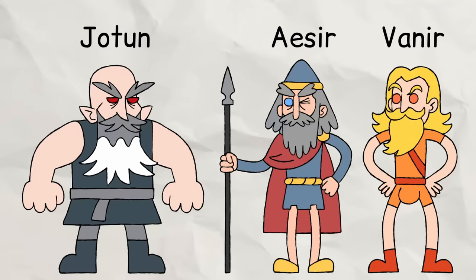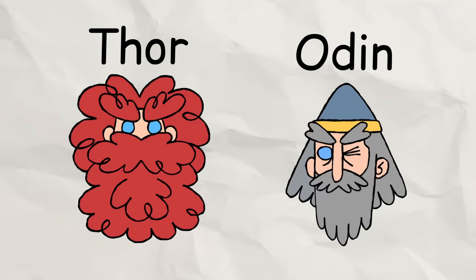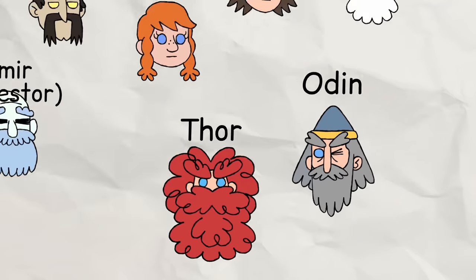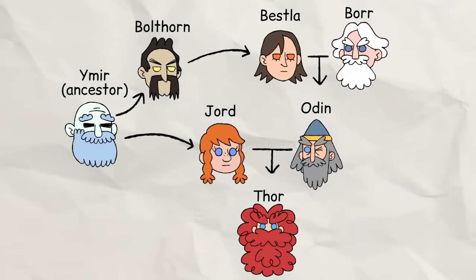Ultimately, the Jotnar should not be thought of as a different quote-unquote species than the Aesir and Vanir gods. If they were, that would mean two of the most important gods, Odin and Thor, were technically at least half-monster. Obviously, that's not how they were viewed by their worshippers.